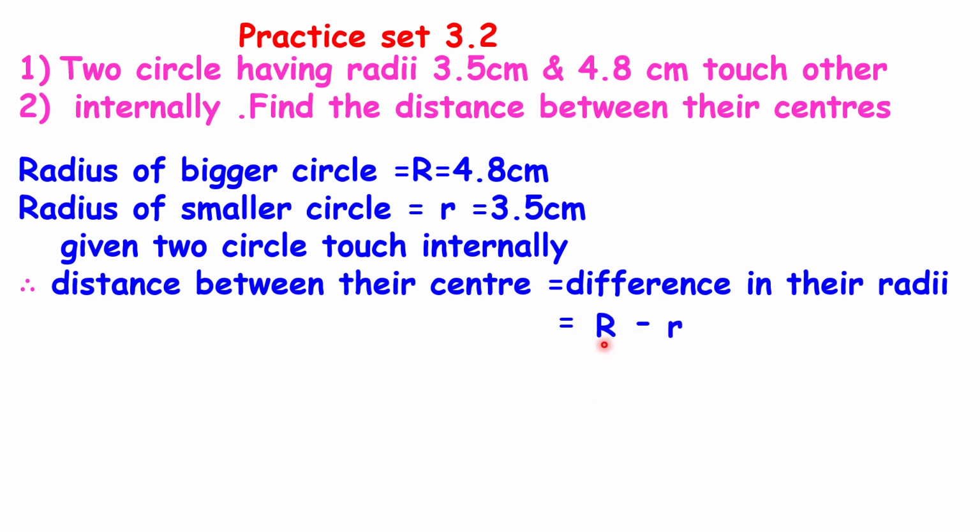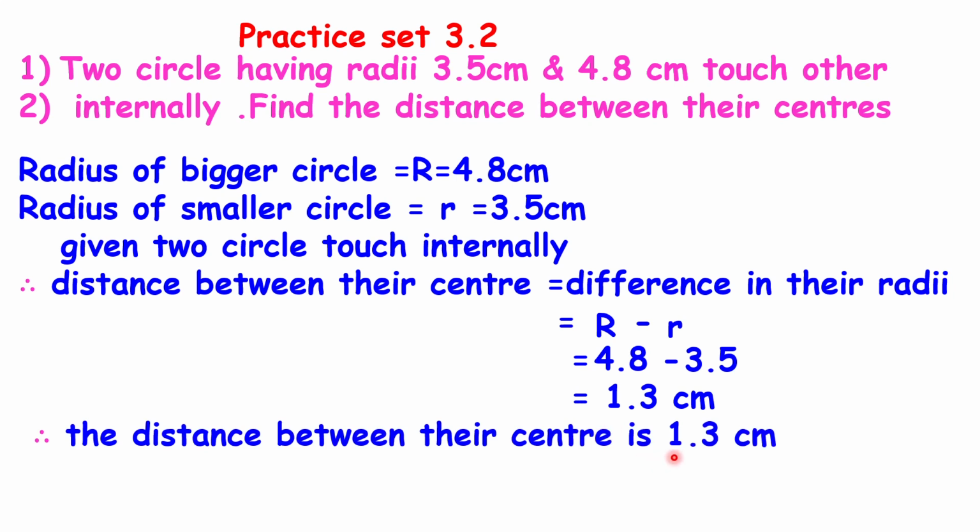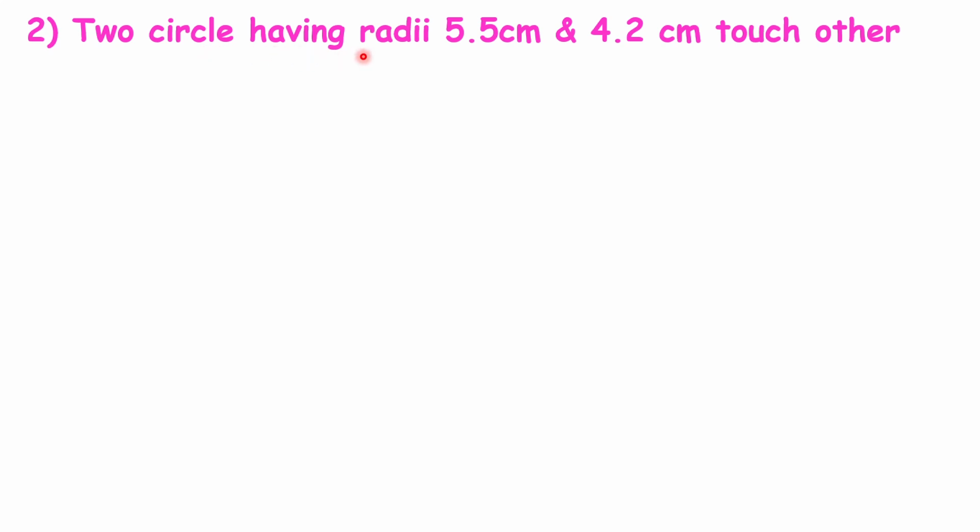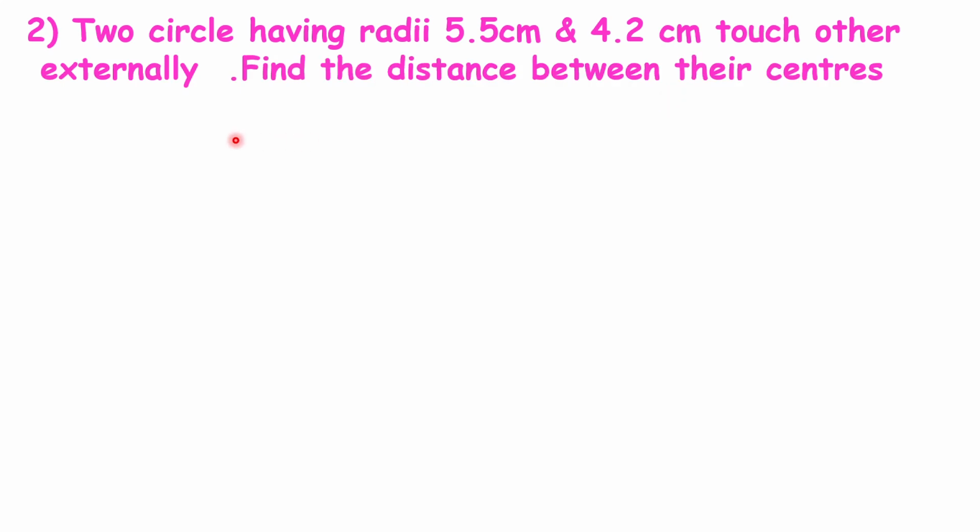Then what is the radius of the bigger circle? 4.8 centimeter minus the radius of the smaller circle, which is 3.5 centimeter. Then take the subtraction. 8 minus 5 is equal to 3. Decimal point, then 4 minus 3 is equal to 1. Therefore, the distance between their centers is 1.3 centimeter. Next example. Two circles having radii 5.5 cm and 4.2 cm touch each other externally. Find the distance between their centers.